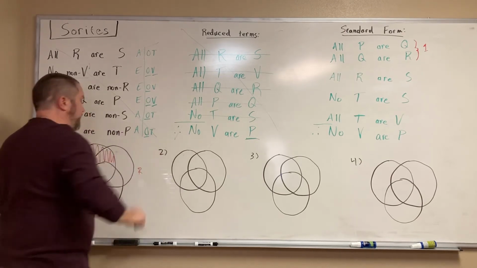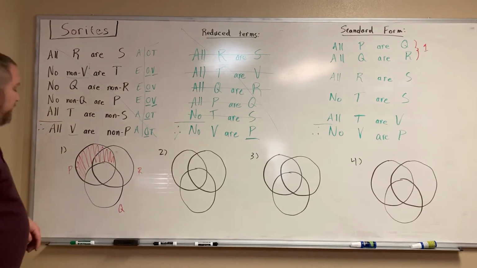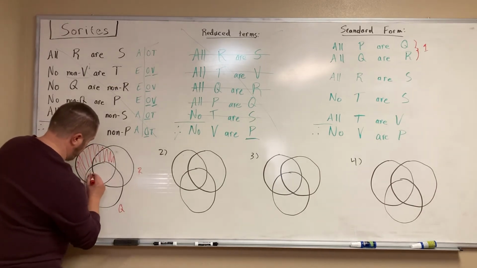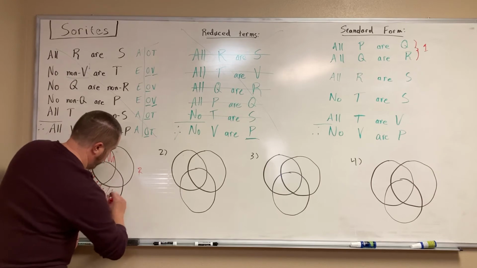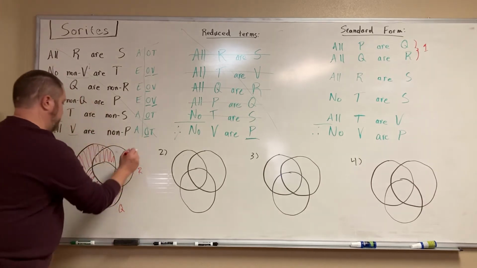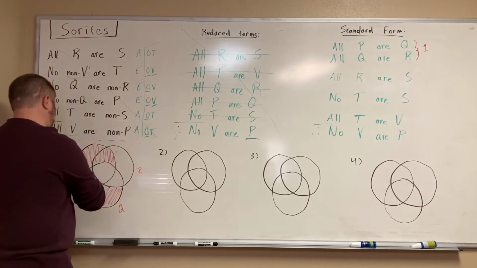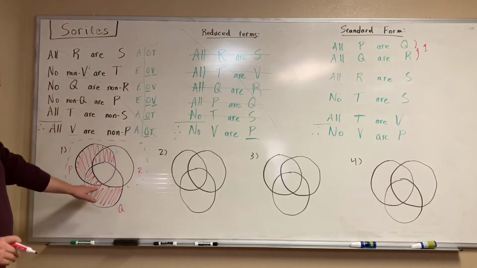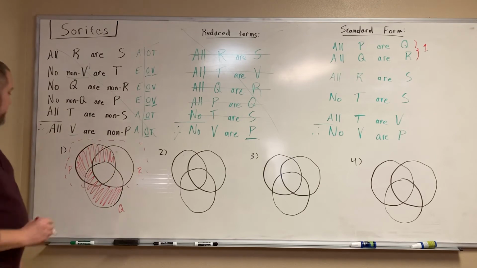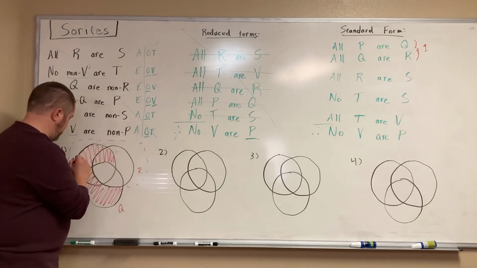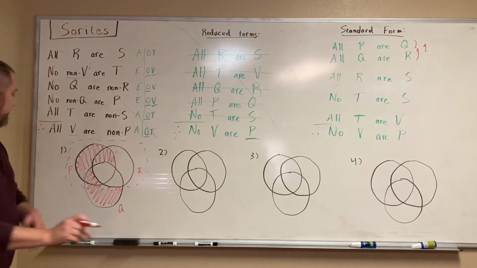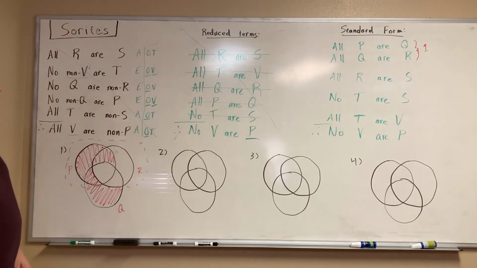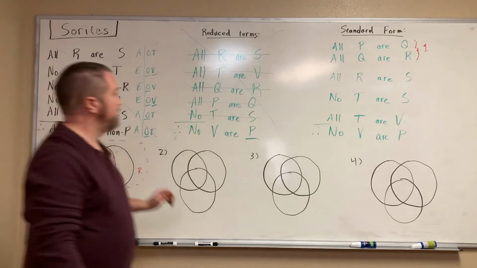Shade out that top left crescent. All Q are R. Shade out the bottom left crescent. Then look at just the top 2 circles. See if there's a conclusion that we can draw from that. And out of the 3 spaces that we're looking at, looks like the crescent on the left side is all filled in. So that's telling us that all P are R.